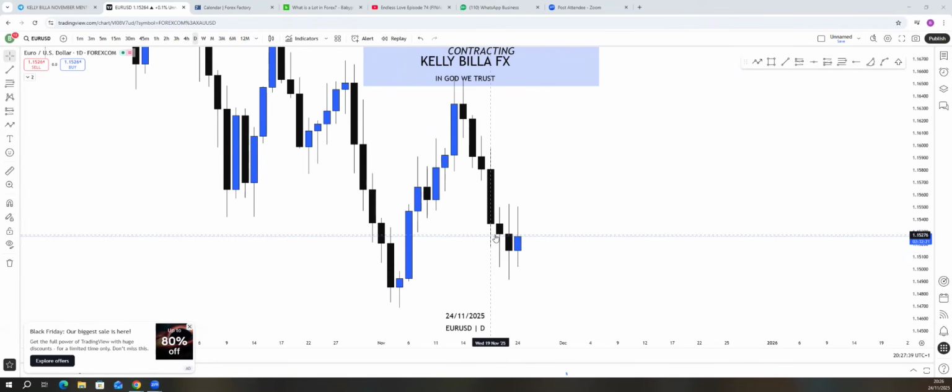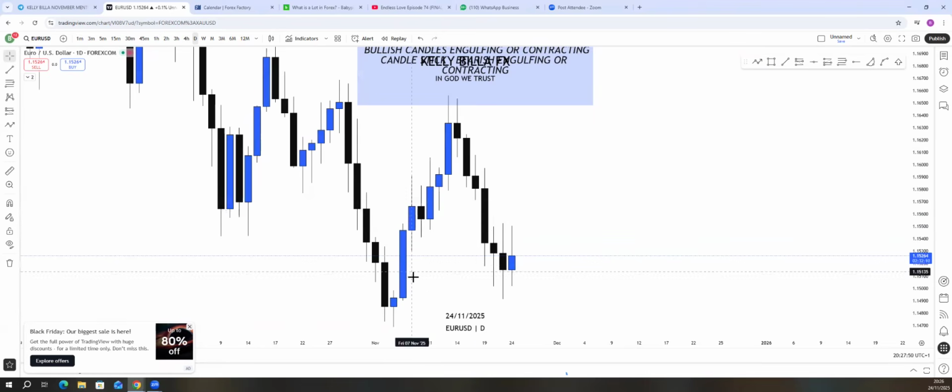So it doesn't matter the candle color. All you have to understand is, is price pushing up or is price pushing down? That's it, right? You don't need to know the color. But this is my preferred color, blue and black. That's it.